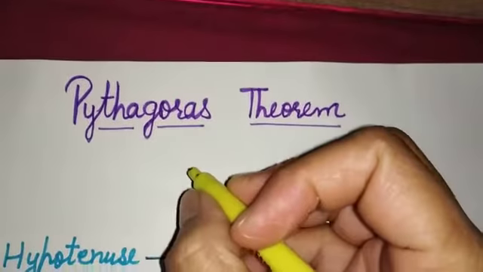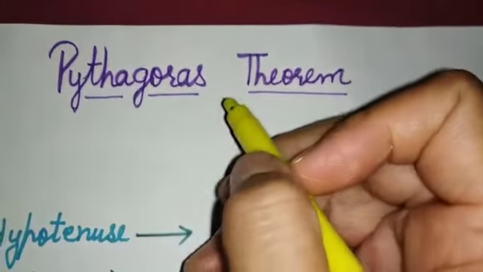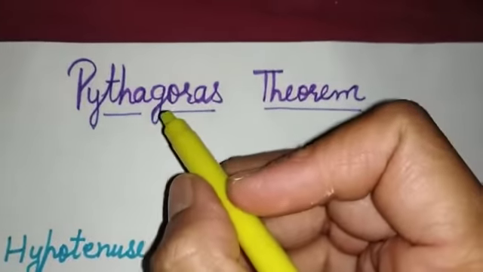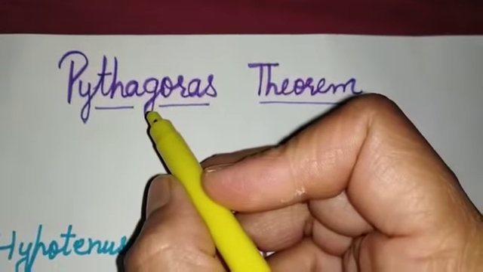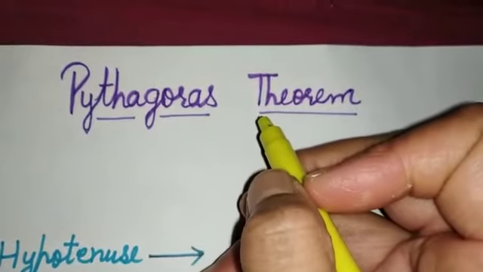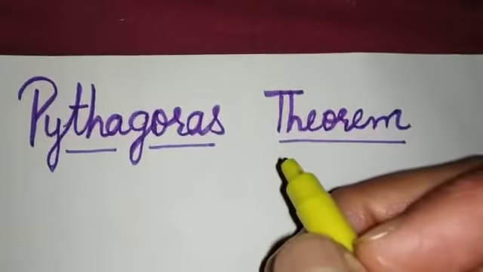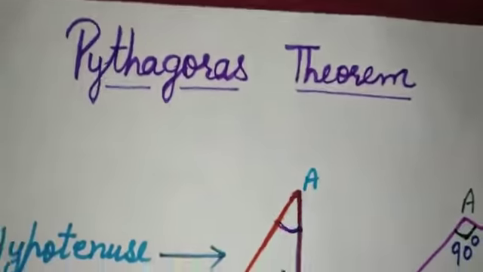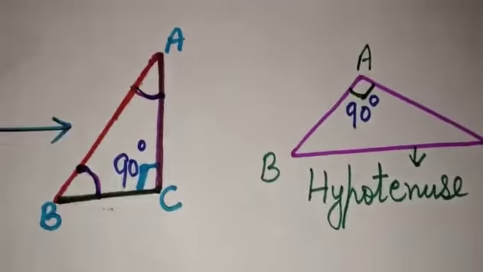Hello everyone. Today in this video we will discuss Pythagoras theorem. First of all, why is it named Pythagoras theorem? Because it was given by the famous mathematician Pythagoras. That's why it is named Pythagoras theorem. Pythagoras developed a relationship between three sides of a right angle triangle.